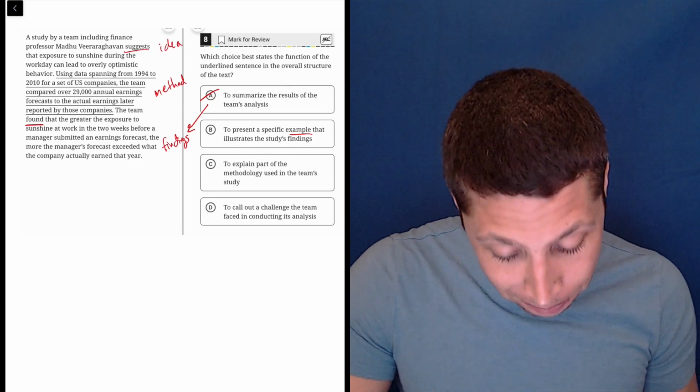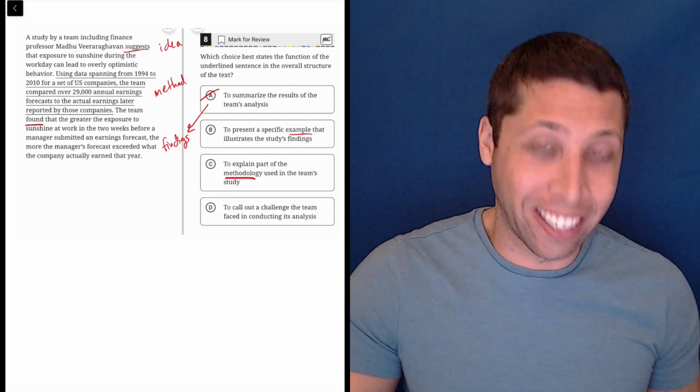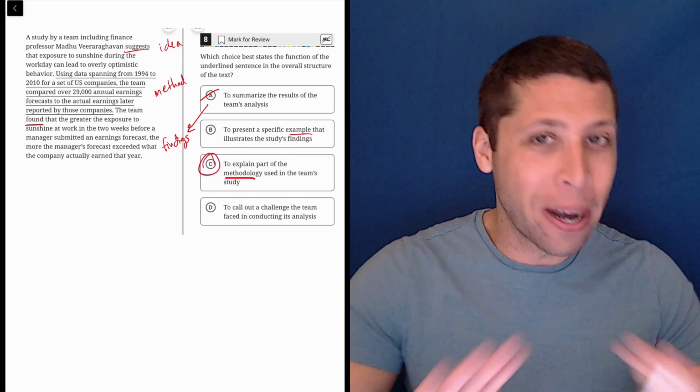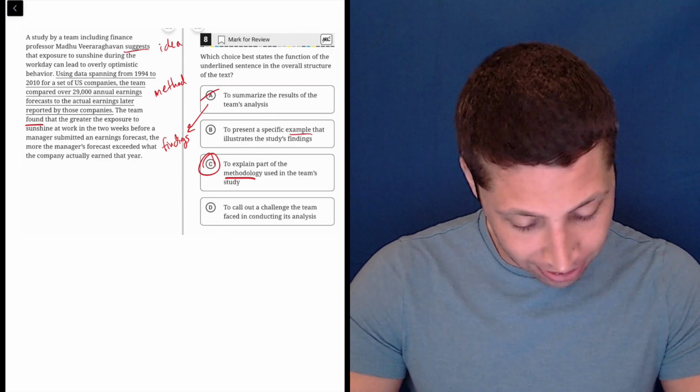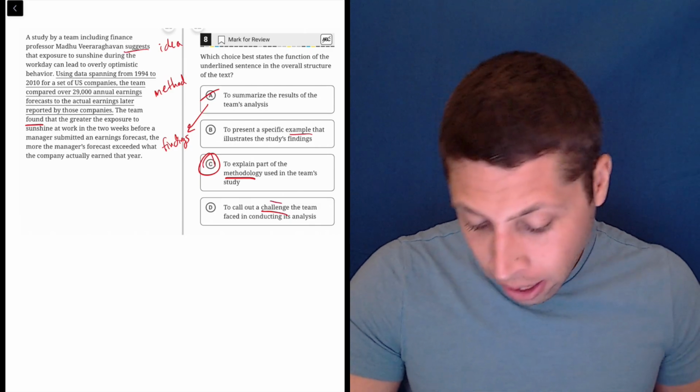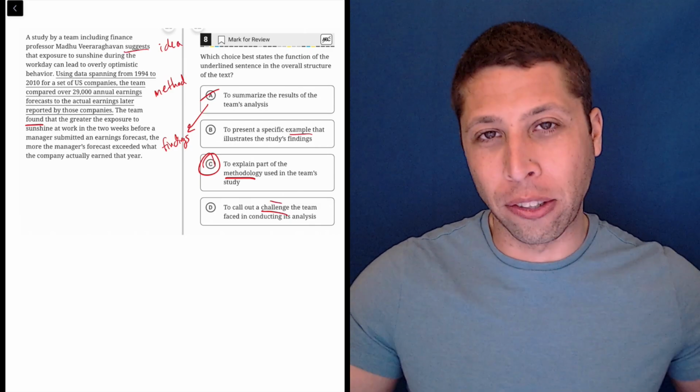C, to explain part of the methodology used in the team's study. That's exactly what I said. So that's definitely it, but let's look at D just to be sure. D, to call out a challenge the team faced in conducting its analysis. No, that's a negative word. This isn't negative, this is just very descriptive about how the study worked.